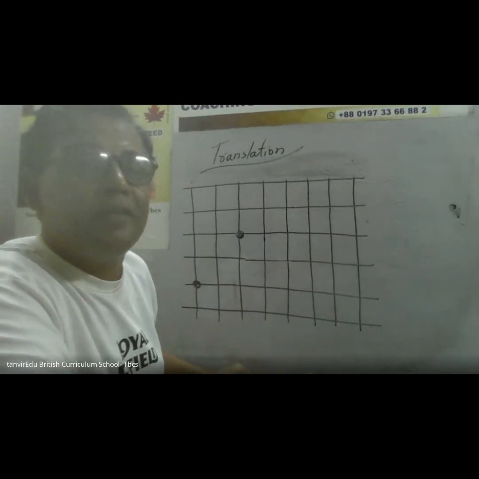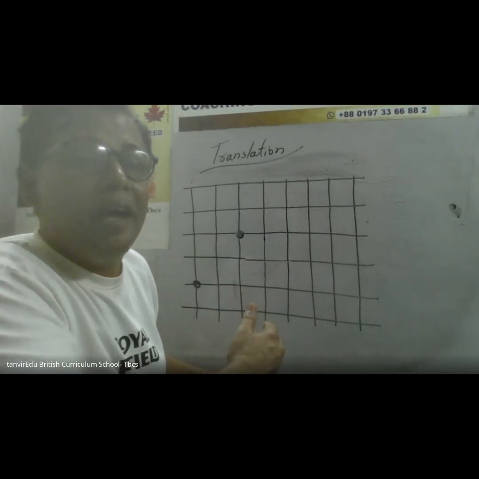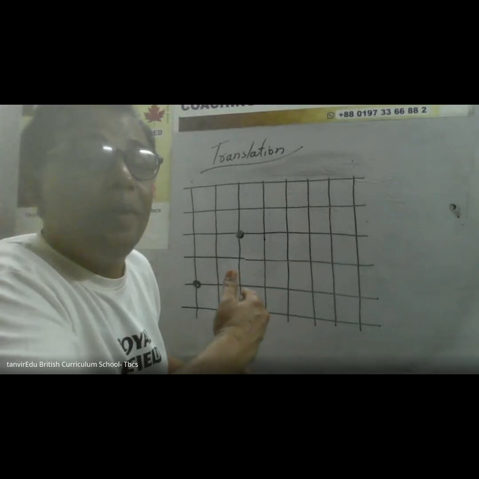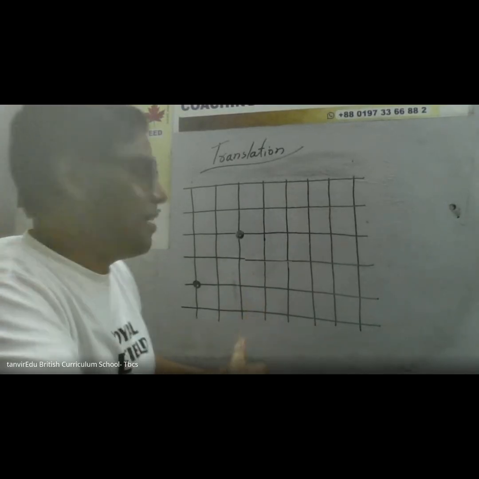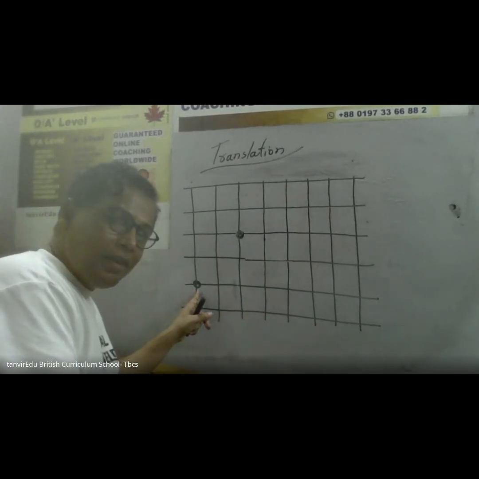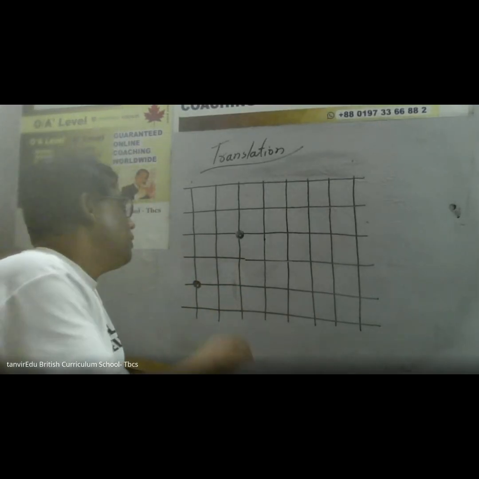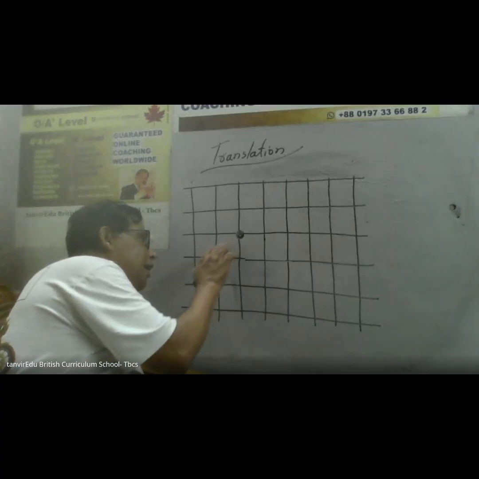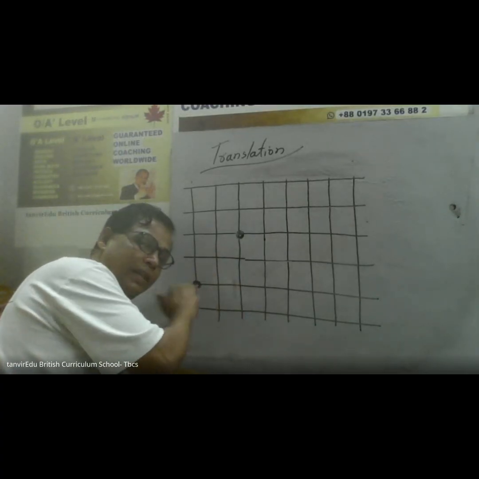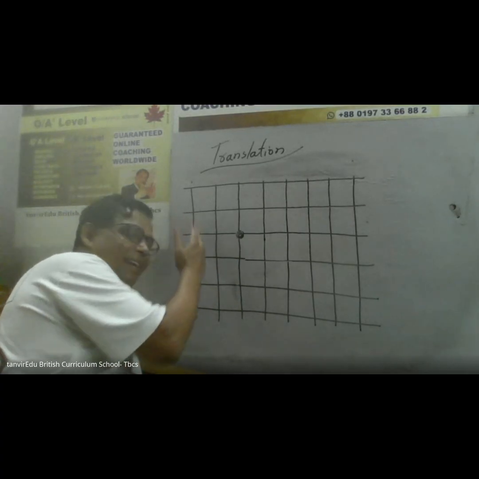I'm going to explain translation. In translation, only the location changes. You are watching, this is one location, this is another location. So, from here to there, what is the change of x? X means this line, y means this line.